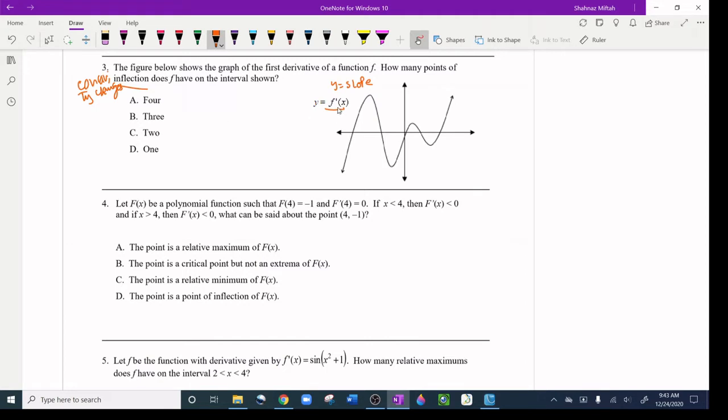Since this is f prime, how do I get the second derivative? Because point of inflection deals with second derivative. So I'm going to draw a tangent line on this f prime graph, so it will give me the second derivative. I'm going to draw tangent lines here, here. These are all positive tangent lines. These are all negative tangent lines.